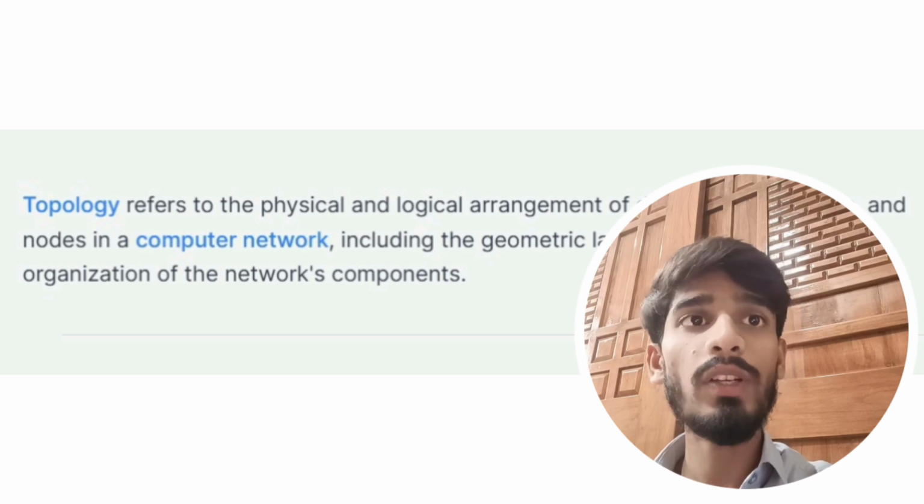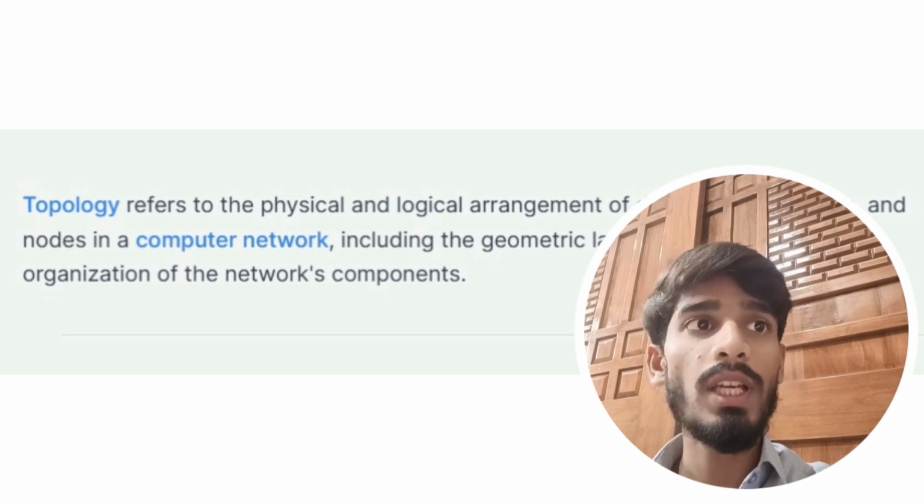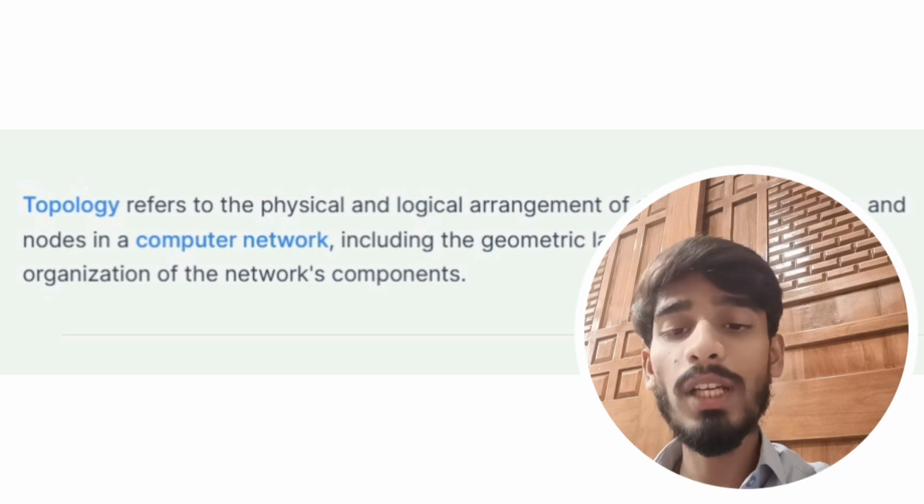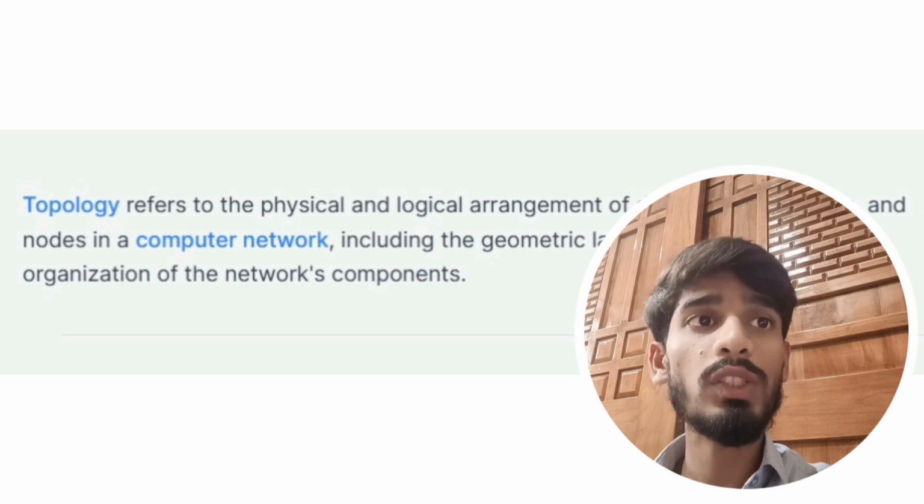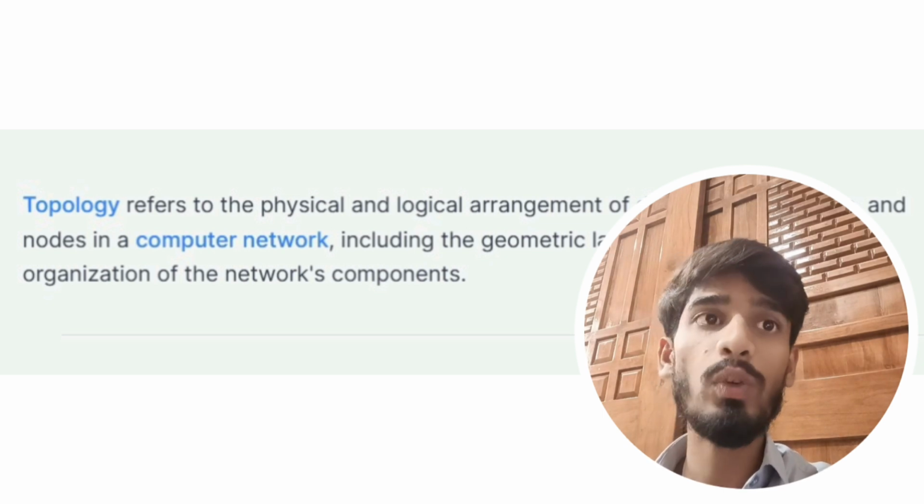Now let us define topology. What is a topology? Topology refers to the physical and logical arrangement of devices, connections and nodes in a computer network, including the geometric layouts, relationships and organization of the network's components.